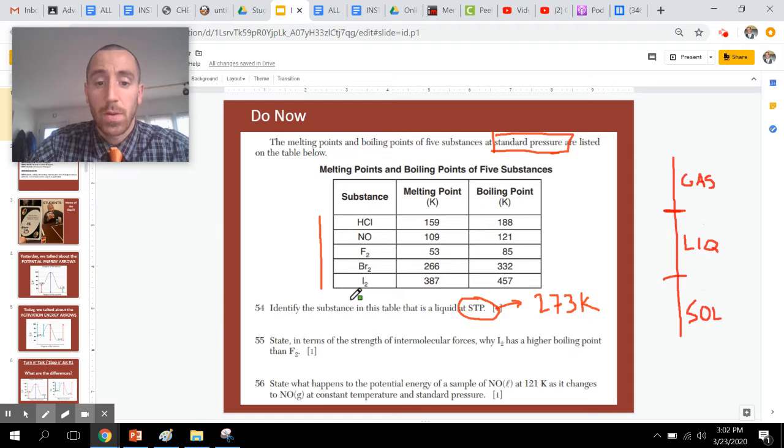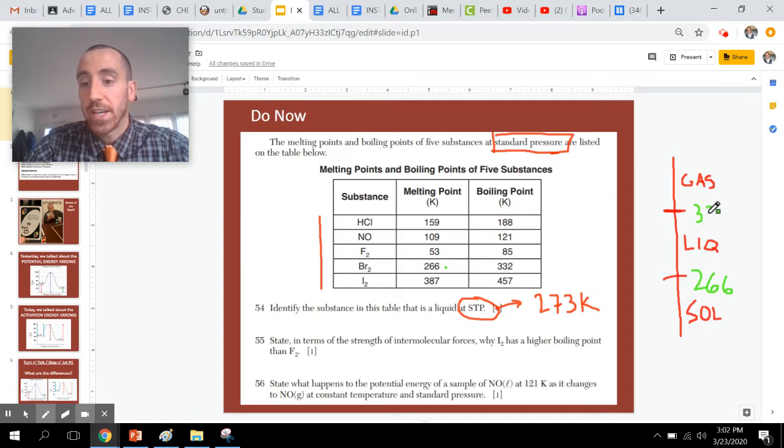Let's look at Br2 and I2. So Br2 goes from a solid to a liquid. It melts at 266 Kelvin. So it can be a liquid at 267, 268, 269. It's going to be a liquid at those temperatures. And it turns into a gas at 332. So here's the ticket.